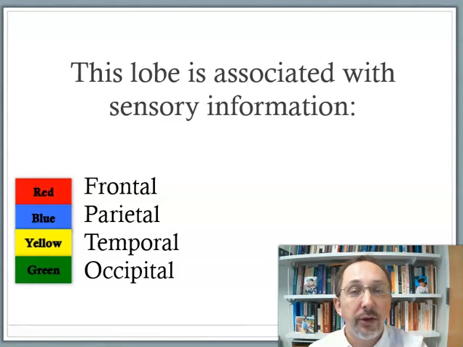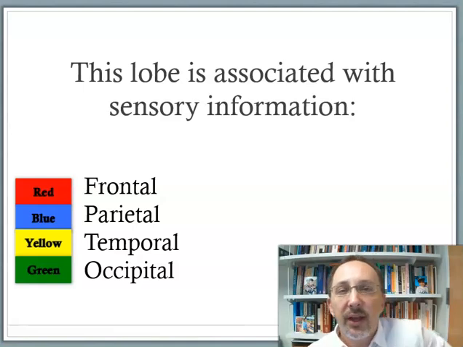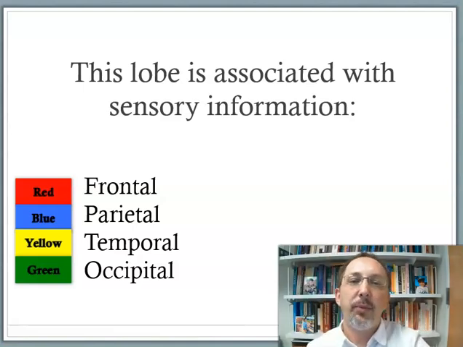This lobe is associated with sensory information. Where does our sensory information go? Which lobe processes this? Frontal, parietal, temporal, or occipital? And importantly, this lobe, in addition to processing sensory information, also tells us about space and navigation. And that would be our parietal lobe, also part of that dorsal pathway, visual information from the occipital lobe going up.